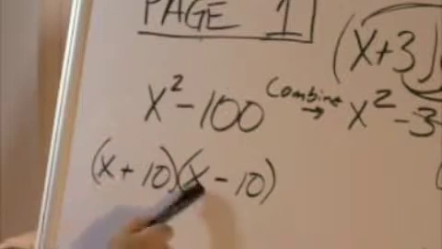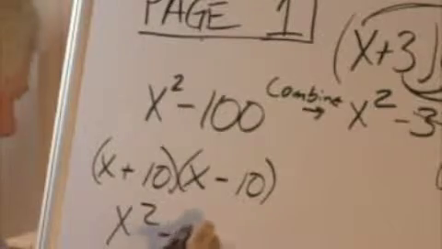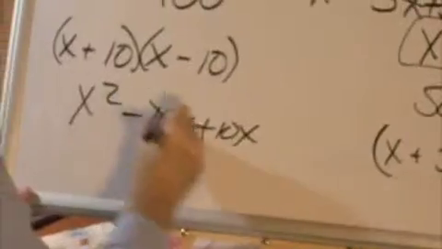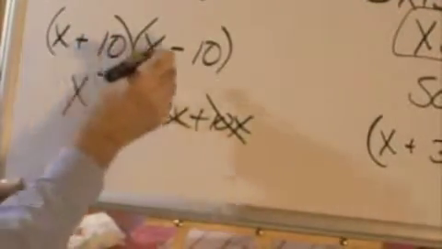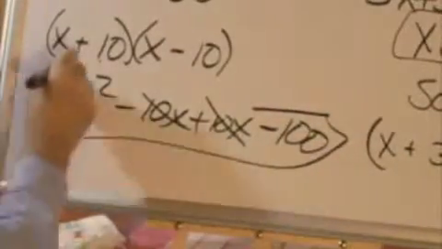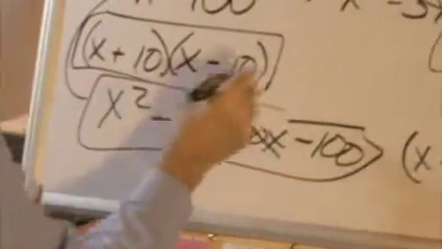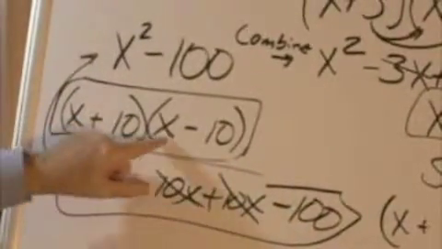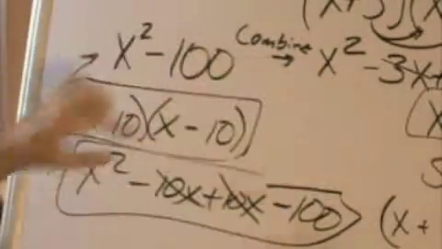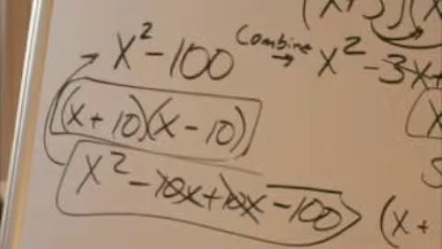Now, foil it real quick. X times x, simple. X times a minus 10 is a minus 10x. Plus 10x, cancel, cancel. And plus 10 times a negative 10 is a negative 100. And this, indeed, is what you have there. This is your answer. X plus 10, x minus 10, same, plus, minus. 2 terms, negative in between. Don't be fooled. It's an easy problem. Be glad when you see it.